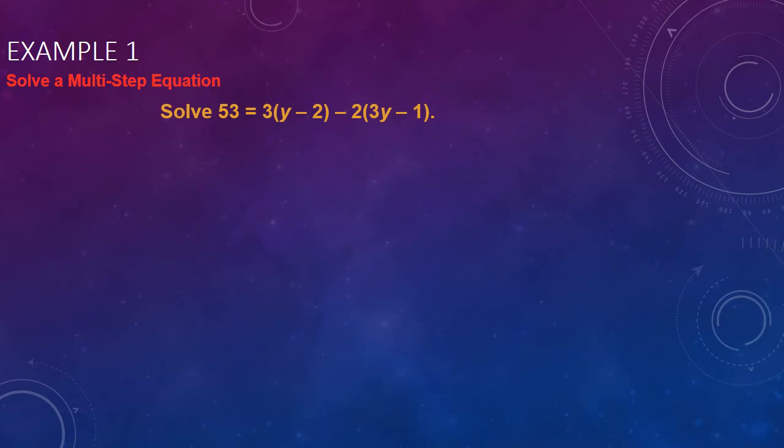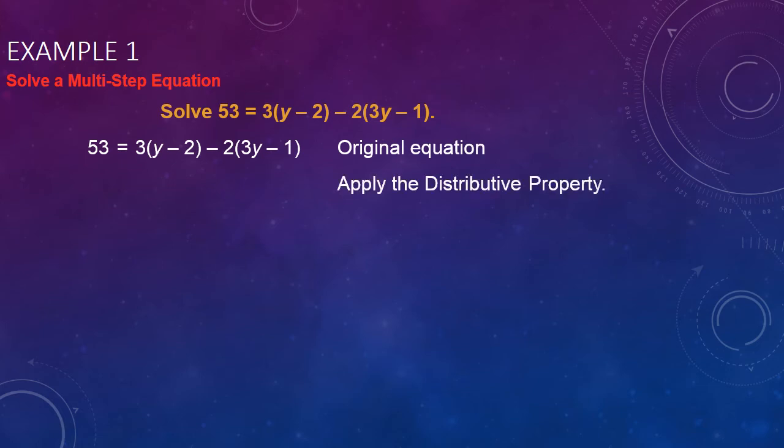Example 1. Solve 53 is equal to 3 times the difference of y minus 2 times the difference of 3y minus 1. So the first thing I'm going to do is apply the distributive property. I'm going to do 3 times y and 3 times negative 2. Then I'm going to distribute negative 2 times 3y and negative 2 times negative 1. This gives me a result of 53 is equal to 3y minus 6y plus 2.